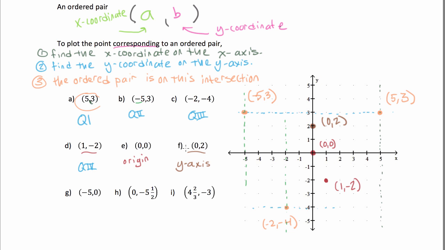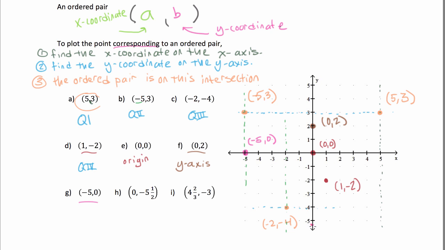You can also think about it as I go over 0 and then I go up 2. Sometimes people like to think about it like that. Negative 5, 0. On the x-axis, I have negative 5. And then on the y-axis, I want to line up with 0. So that's right on that x-axis. Right there, I have the point negative 5, 0. 0, negative 5 halves. These values don't have to be integers. I can have fractions. That's fine. I'm going to go 0 on the x, and then I'm going to go down 5 and a half.